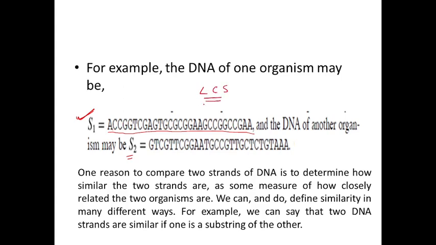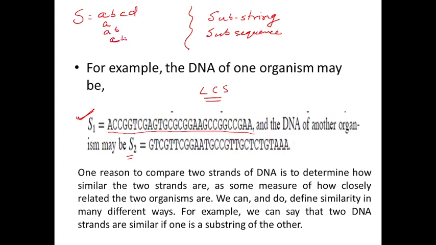As I was saying in the last slide, what is the difference between a substring and a subsequence? We have to be a little careful about it. Substring is very simple. If this is a string A, B, C, D, then the substrings are A, AB, ABC, ABCD. Substrings have to be continuous: A, then AB, then ABC. These are all substrings of this string S.